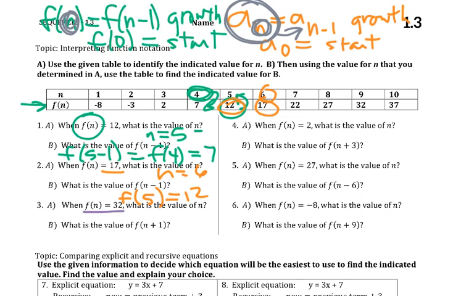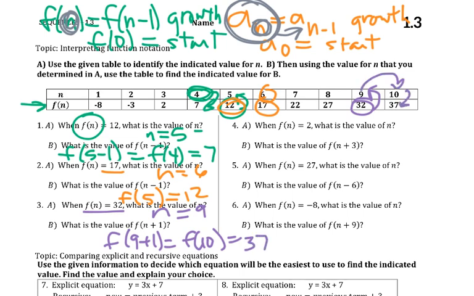f of n equals 32. 32 is right here, so n is 9. Now this one says f of n plus 1. So f of 9 plus 1 would be f of 10, which is right there, so it would be 37. Okay. Number 6, f of n equals negative 8. What is n? Well, negative 8 is right here, so n is 1. f of 1 plus 9 would be f of 10, which we already know is 37.